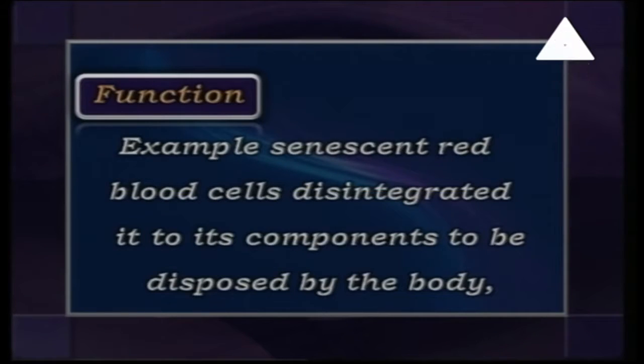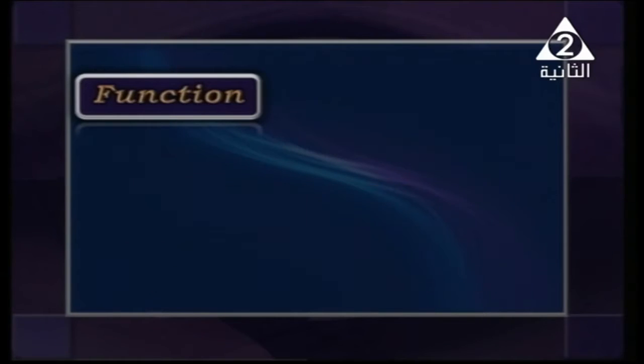Such as what? The senescent red blood cells that are disintegrated. They are so old. As you know, any red blood cell inside your body has a limited lifetime of about 120 days only, and after that it is destroyed, okay? So one of the most important functions of the spleen, which manufactures macrophages, is that they have the ability to destroy and disintegrate the old red blood cells, so that their components are disposed of and disappear from the body.